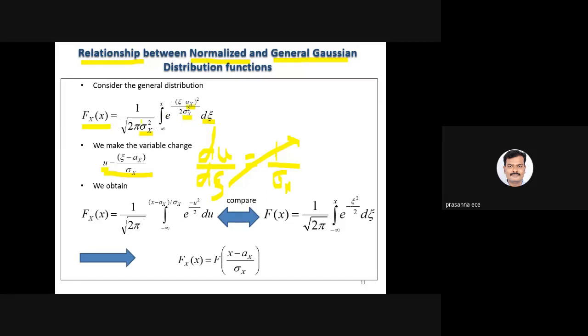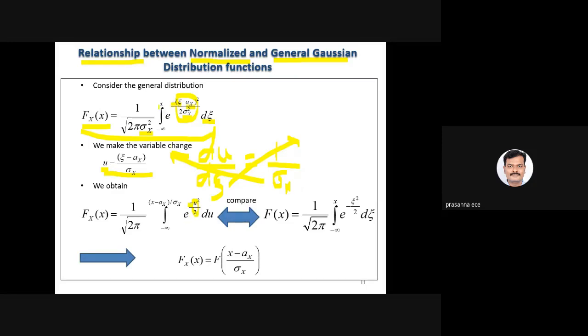Okay, so since we are making the variable change in this entire function, your d zeta will be sigma x into du, right? So you can just cross multiply. So sigma x into du will be d zeta, right? So you substitute that for d zeta and you eliminate these values here. Zeta minus ax by sigma x is nothing but u. So this entire term on the numerator can be replaced as u square by 2, right? The 2 is separate in the denominator, so it becomes u square by 2. The negative sign appears unchanged here, so it is written as e power minus u square by 2.